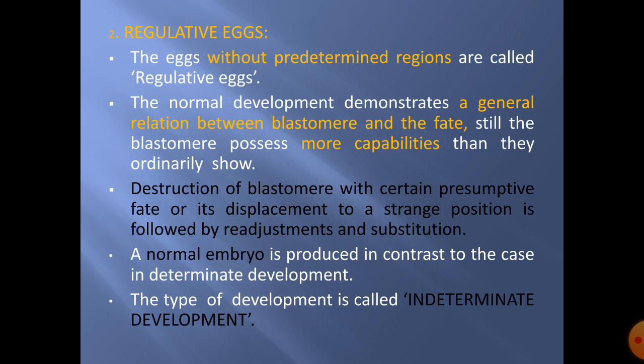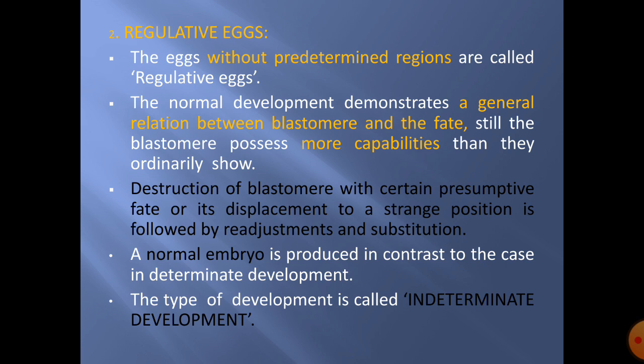Then the second type of eggs are regulative eggs. The eggs, on the other hand, without any predetermined regions, are called regulative eggs. Here, the normal development demonstrates a general relationship between blastomere and fate, but still the blastomeres possess more capabilities than they ordinarily show.